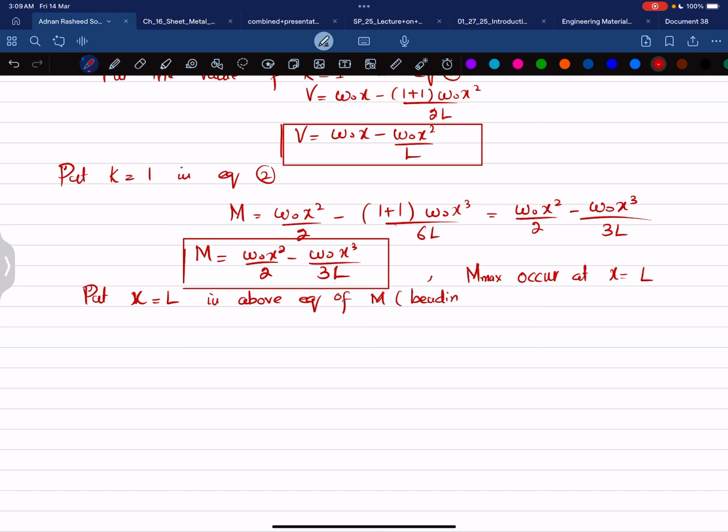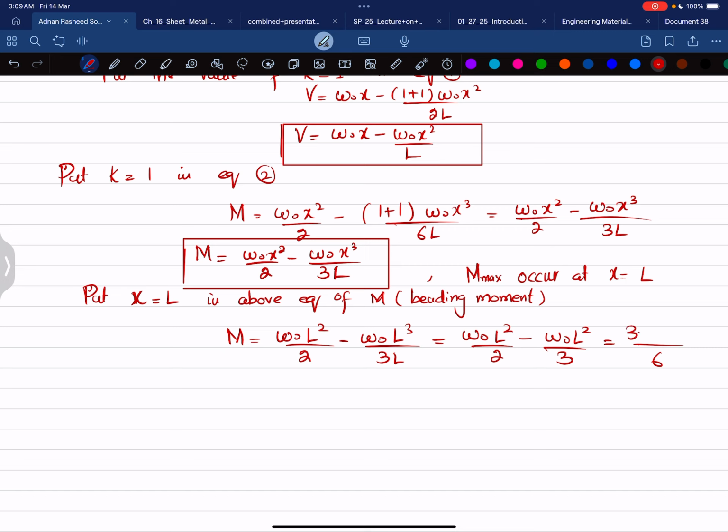So what we will get is this moment will be equal to M. Now M is equal to W naught L square over 2, X will be replaced with L, minus W naught L cube over 3L. So it will give you W naught L square over 2 minus W naught L square over 3. So if you take LCM, it will be 6. So 6 divided by 2 is 3. So 3 W naught L square minus W naught L square. And this moment will come out to be 2 W naught L square over 6.